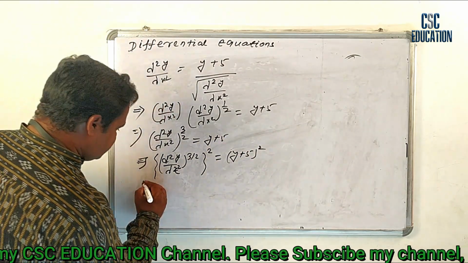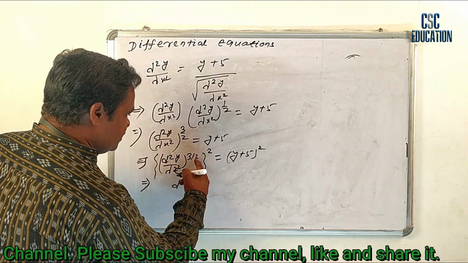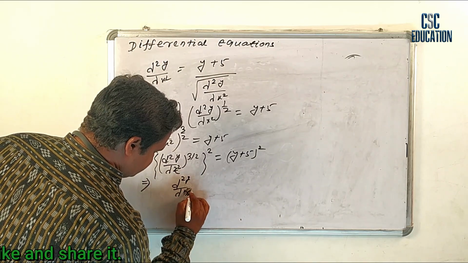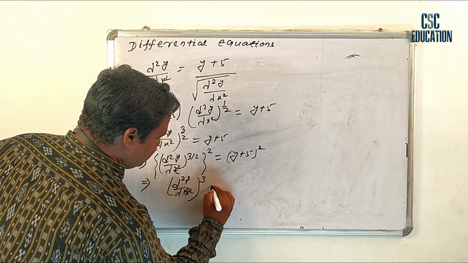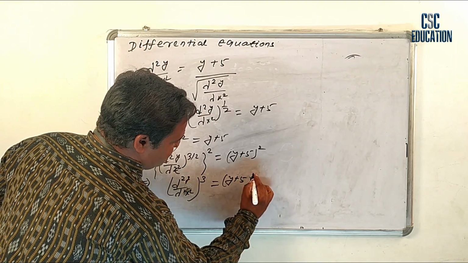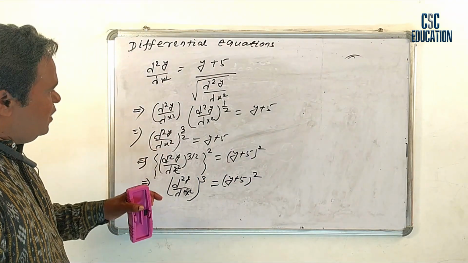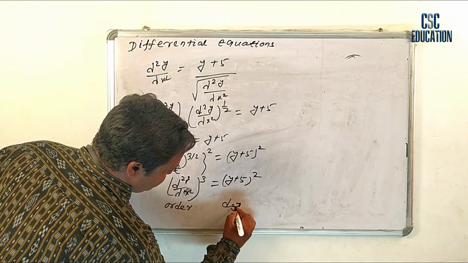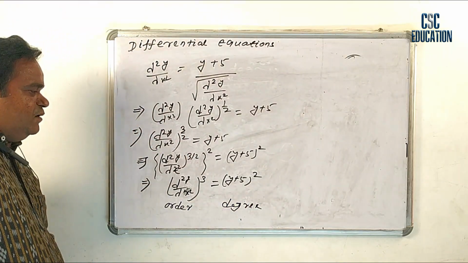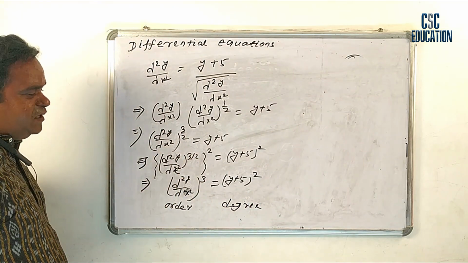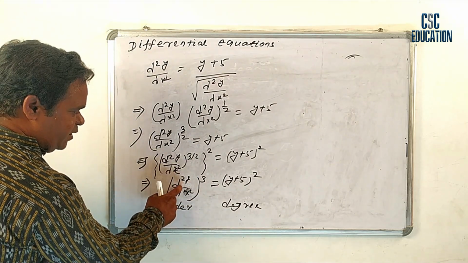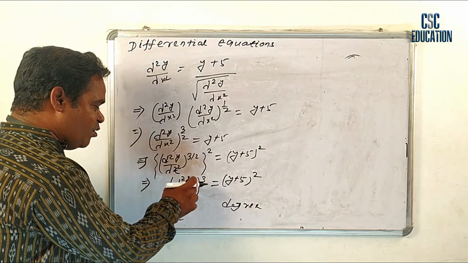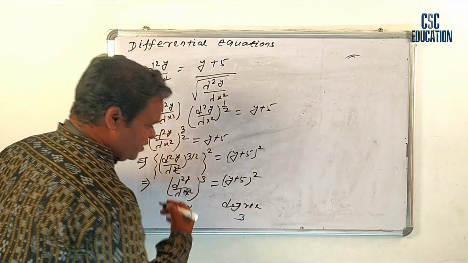Now the 2 cancels out, so (d2y by dx2) to the power 3 equals (y plus 5) whole square. Here I will find the order and degree. Only one derivative is present in the given differential equation, and that derivative is d2, so the order is 2. The power of the highest order derivative is 3, so the degree is 3.